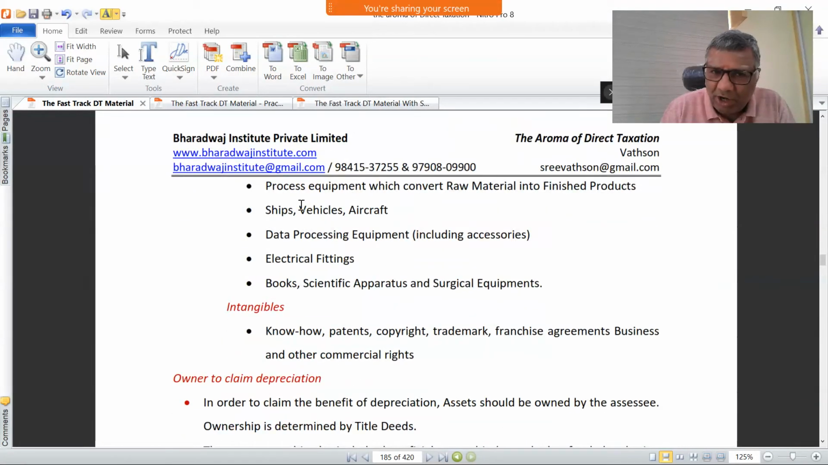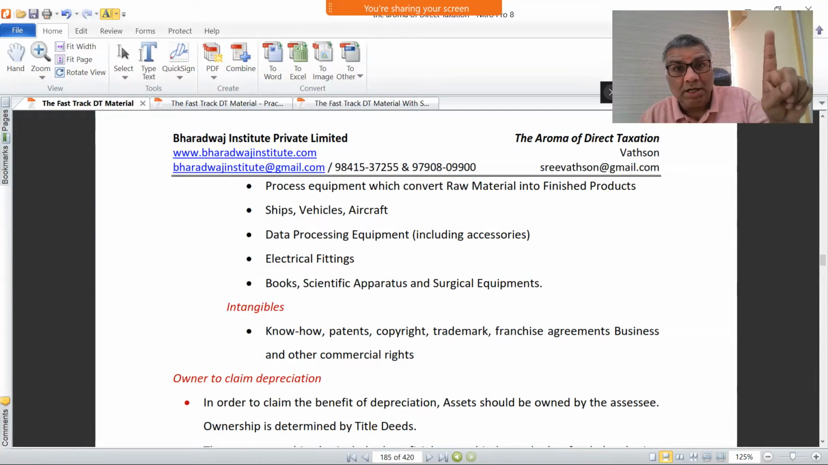Plant and machinery, the terminology is process equipment which converts raw material into finished product. Ship, aircraft, vehicles. So ocean going, land going, air going, everything is plant. Computer and its accessories is plant. Electrical fittings is plant. Books is plant. Scientific apparatus is plant. Surgical equipment is plant. Air conditioner, light, fan are plant. The definition of plant is huge, which is there in section 43, subsection 5. What did I say about 43? It is a supporting section, not by itself doing anything, but it is like a definition.